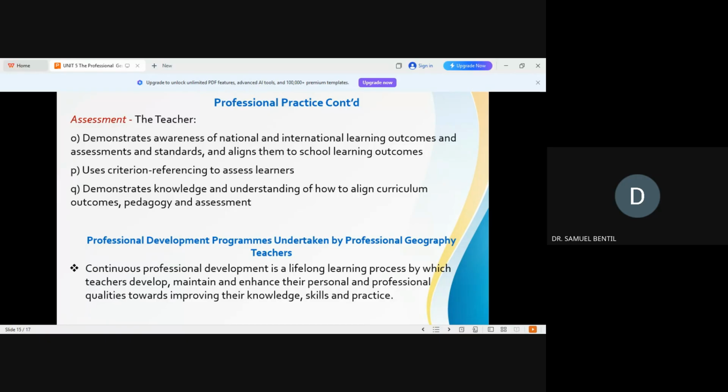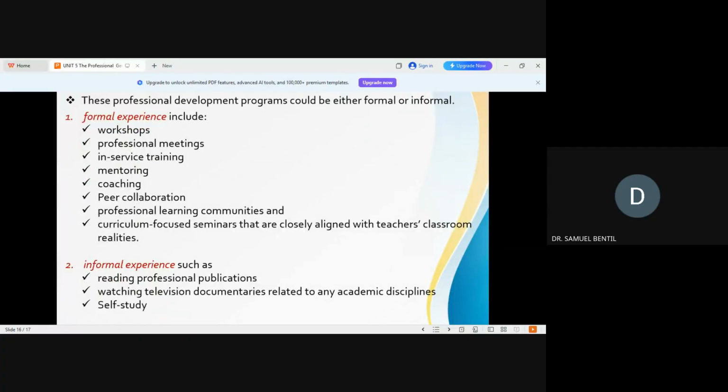Okay, then let's look at professional development programs that teachers, geography teachers, can undertake. Continuous professional development is a lifelong learning process by which teachers develop, maintain, and enhance their personal and professional qualities towards improving their knowledge, skills, and practices. As a teacher, truth be told, continuous professional development is key to your growth and development in the subject area. Hence, you must not joke with it.